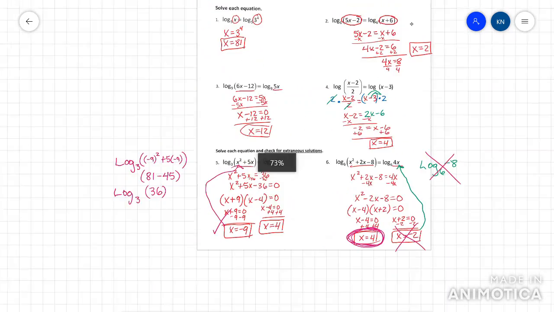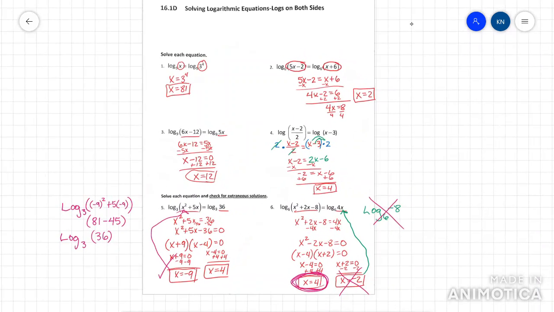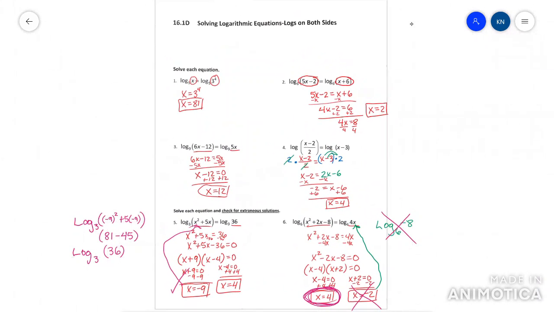So, all right, that's how you do log equal log. They're not that bad. Just go set those arguments equal to each other and go solve. Hope this video helped.